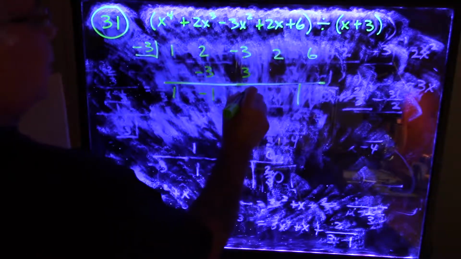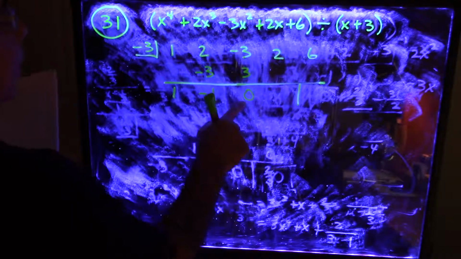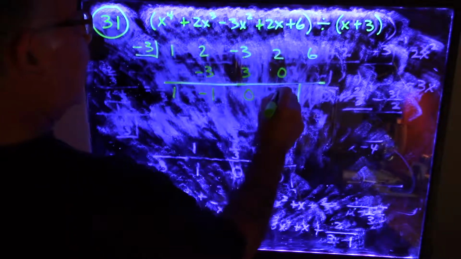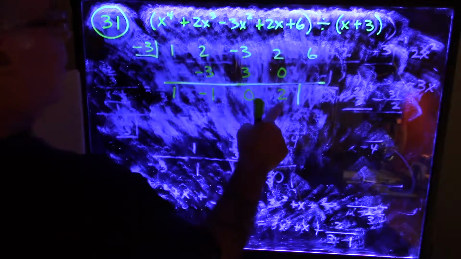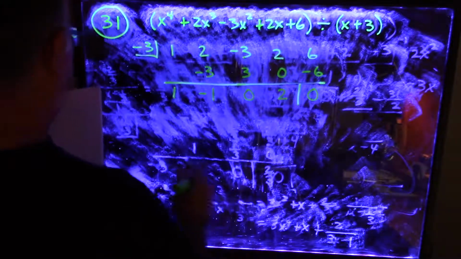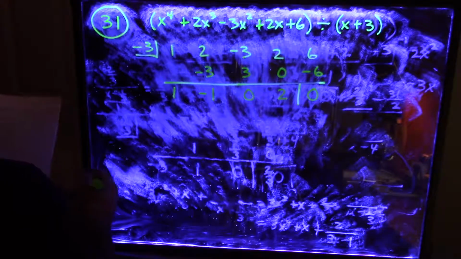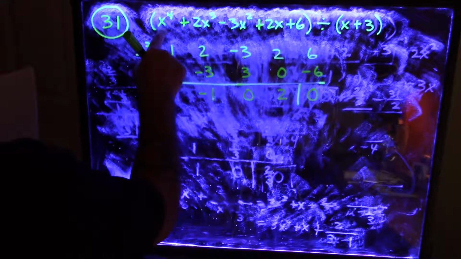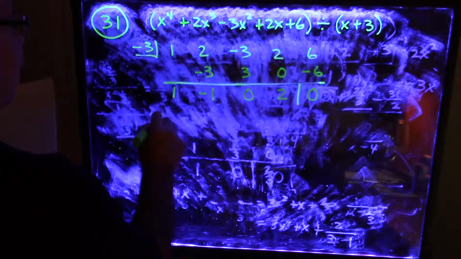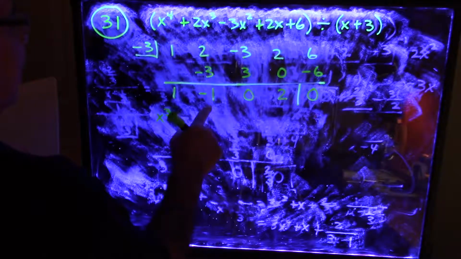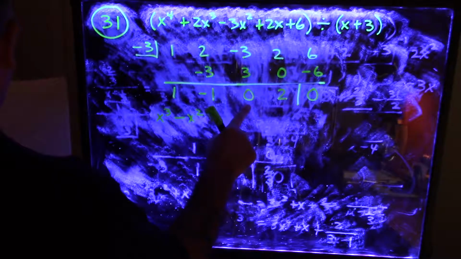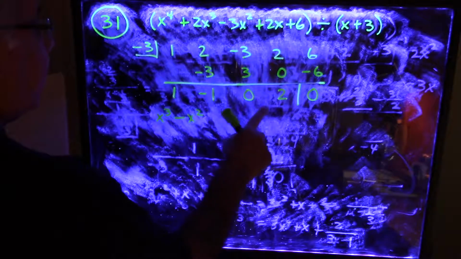Negative 3 plus 3 is 0. Negative 3 times 0 is 0. 2 plus 0 is 2. Negative 3 times 2 is negative 6, and these add up to 0, so there's 0 remainder. The original was a 4th degree, so the quotient is a 3rd degree polynomial: x cubed minus x squared plus 0x, so there's no x term, plus 2.